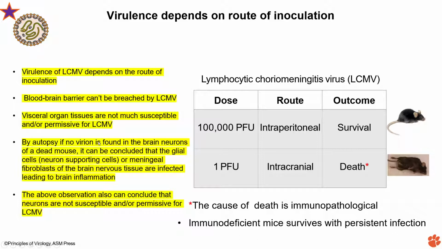Now, this is what I was talking about. By autopsy, if no virion is found in the brain neurons of a dead mouse, it can be concluded that the glial cells, which are the neuron-supporting cells, or the meningeal fibroblasts of the nervous tissues, are infected, leading to brain inflammation. The most important part is to remember that 60% of your brain mass is non-neuronal cells. Only 40% of your brain is neurons.